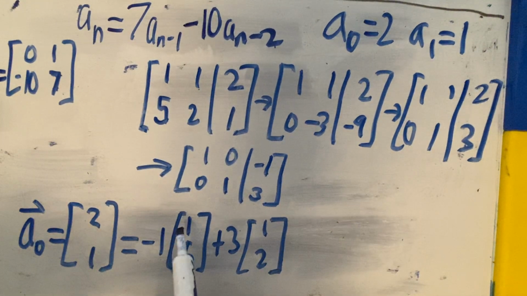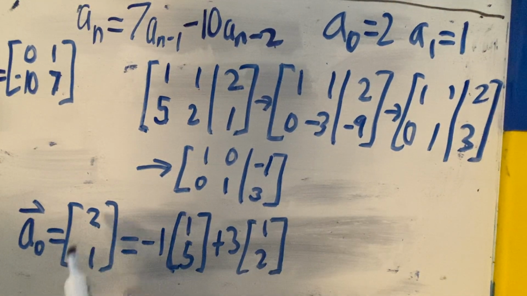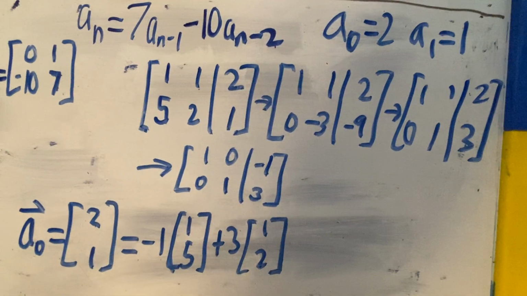So let's check that this is accurate. It's minus 1 plus 3 is 2. That worked here. Minus 5 plus 6 is 1, which also worked.